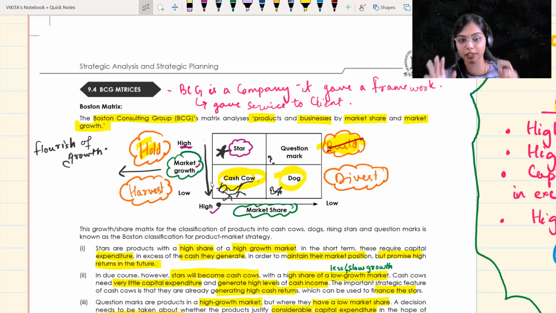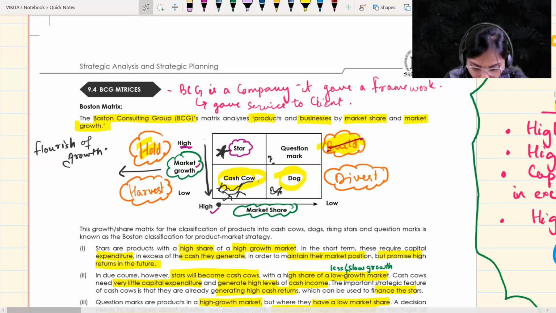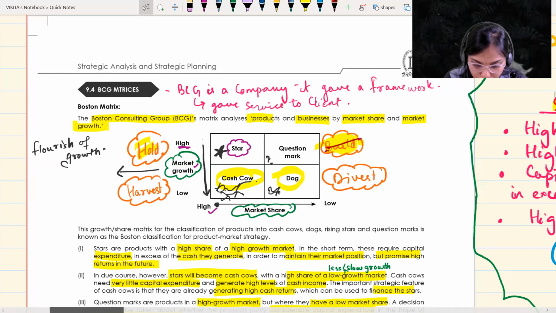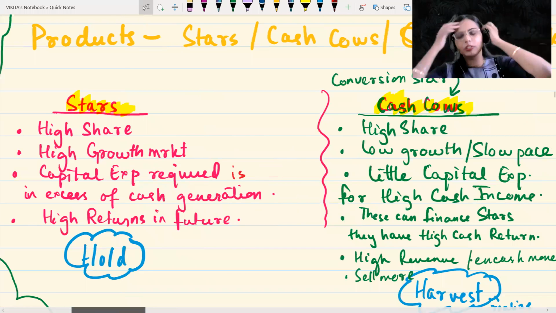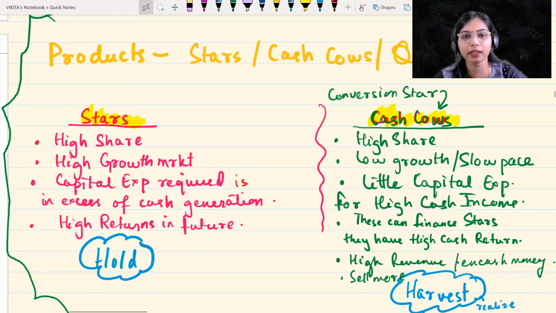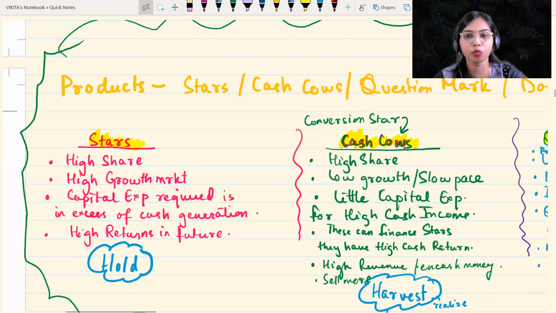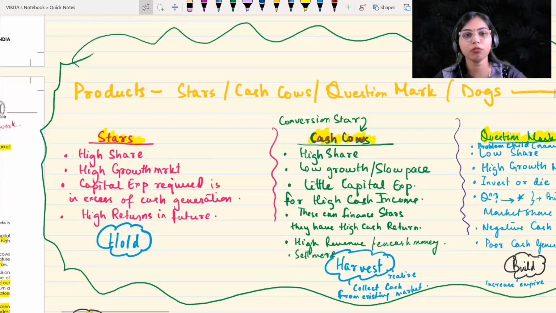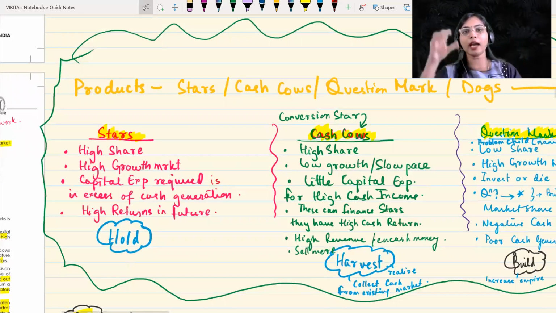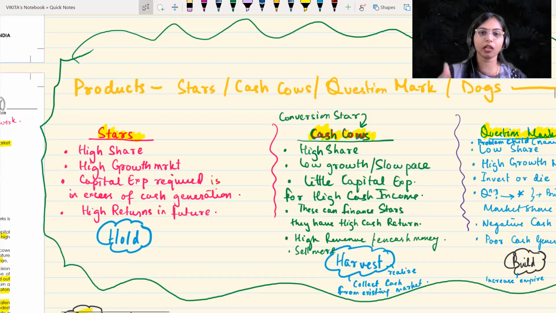I hope you have understood, everyone. So this was about the thing. Now, to give you a better explanation, note down what I have written for you, which says what characteristics a star, cash cow, question mark, and dog should have.